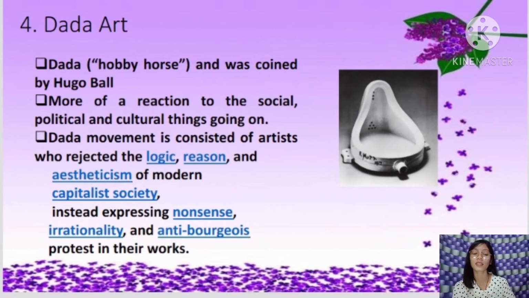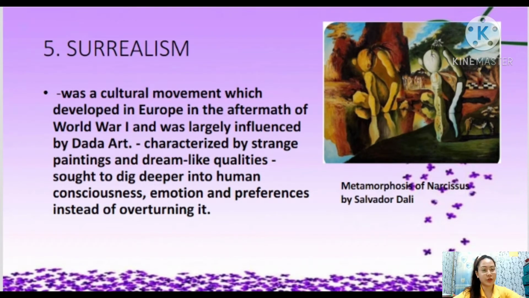The Dada movement consisted of artists who rejected the logic, reason, and aestheticism of modern capitalist society, instead expressing nonsense, irrationality, and anti-bourgeois protest in their works. As you can see in the example, this artwork is entitled Fountain. Are you familiar with this? This can be seen in the male's comfort room because this is a urinal. And that's Dada art. Let's now proceed to Surrealism.